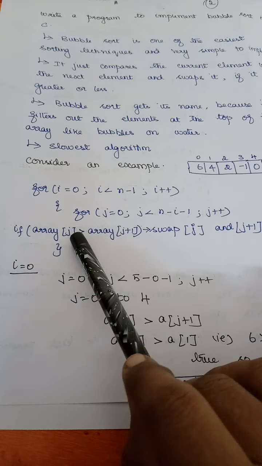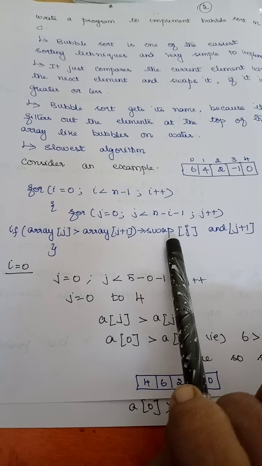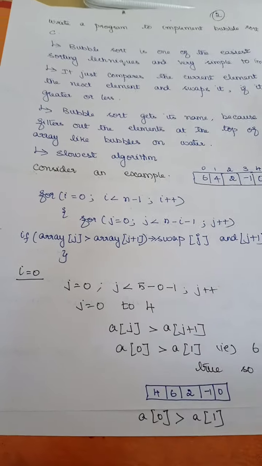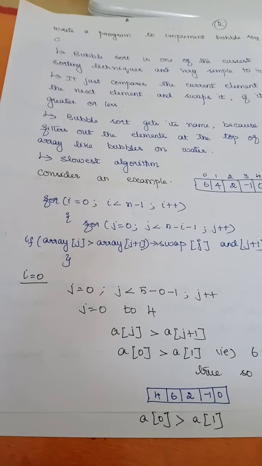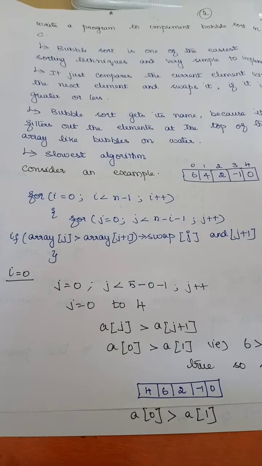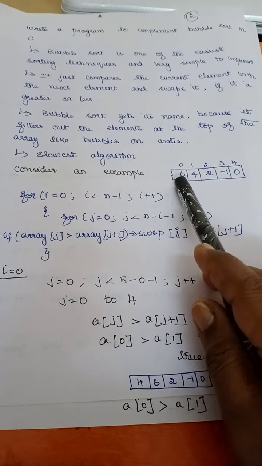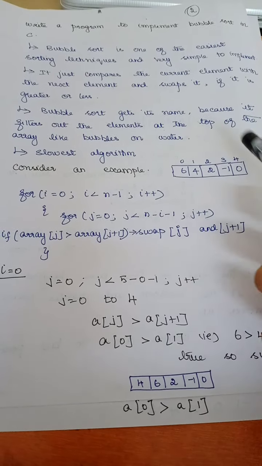Now if the first element is greater than the second element, you need to do the swapping operation. Why? Because I told you the larger element will go down and the smaller element will move to the top, right? So I have to push my larger element down. So I will do the swapping operation, right? Because your array starts from here, so the larger element will move down.